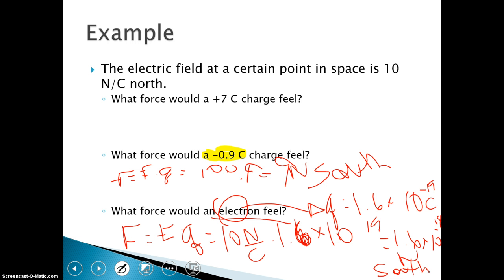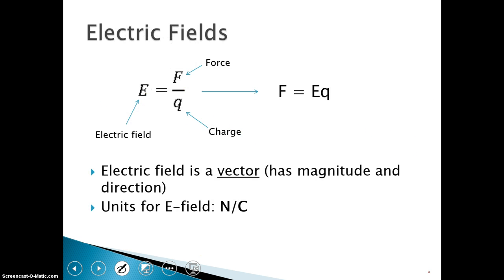Well, that is the end of the lesson for today. So you guys have practice. Just remember that on Wednesday, you'll be taking an exit ticket over electric fields. That's going to include electric field diagrams and the electric field formula. The electric field formula being E equals F over Q or F equals EQ.